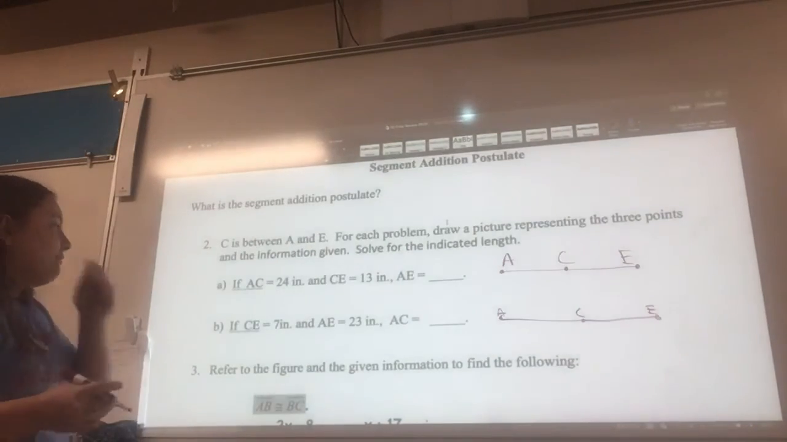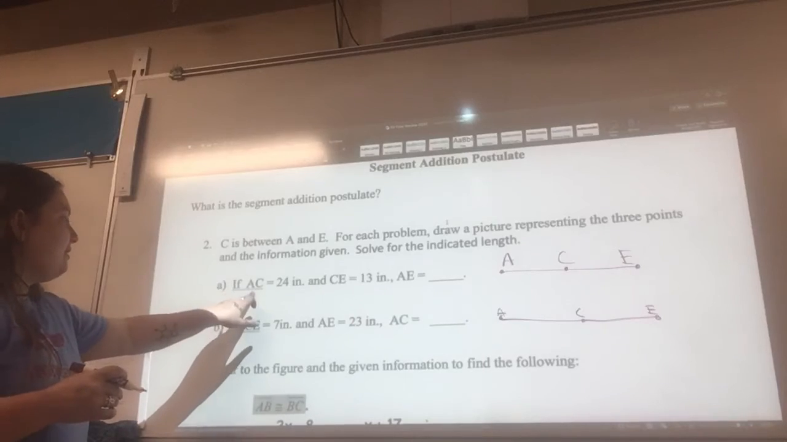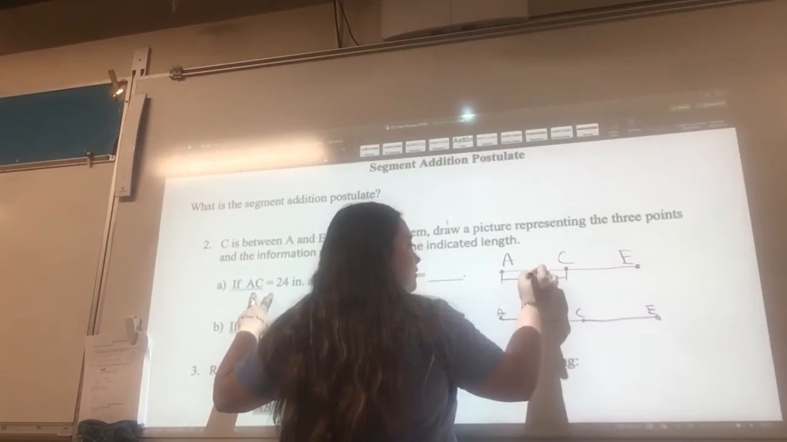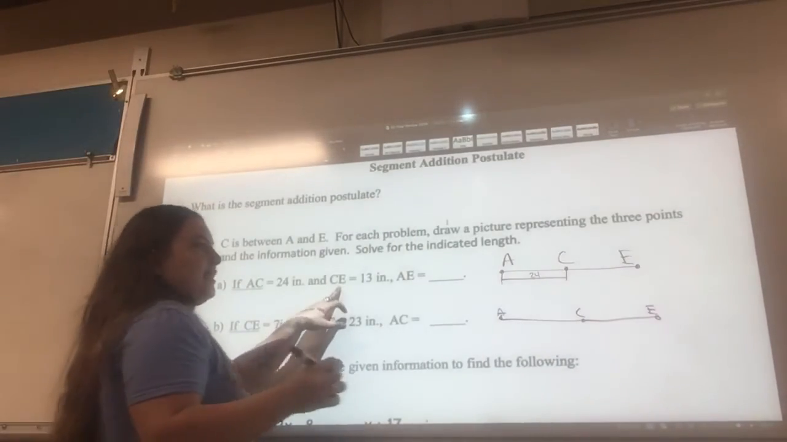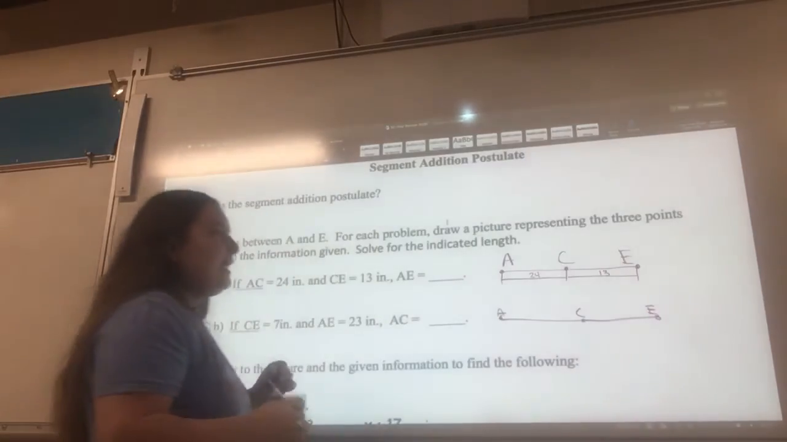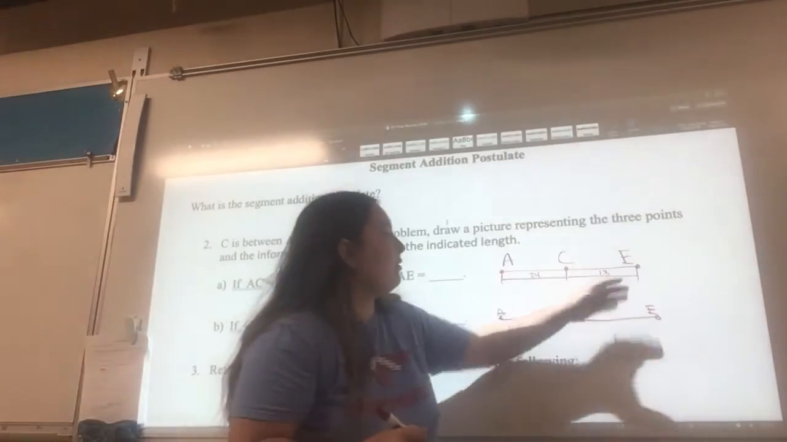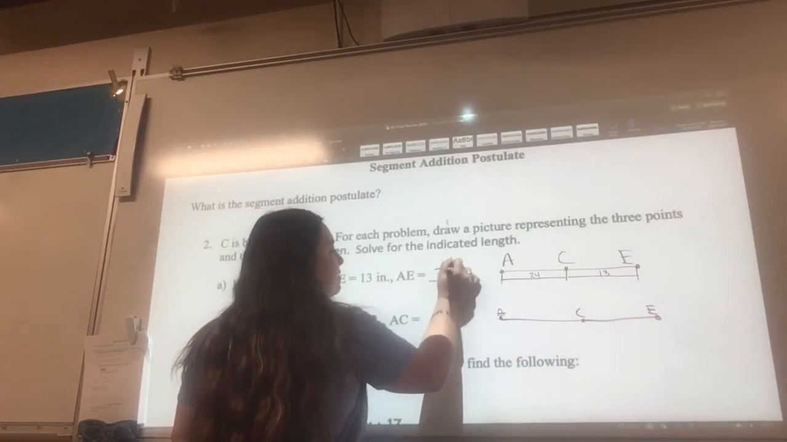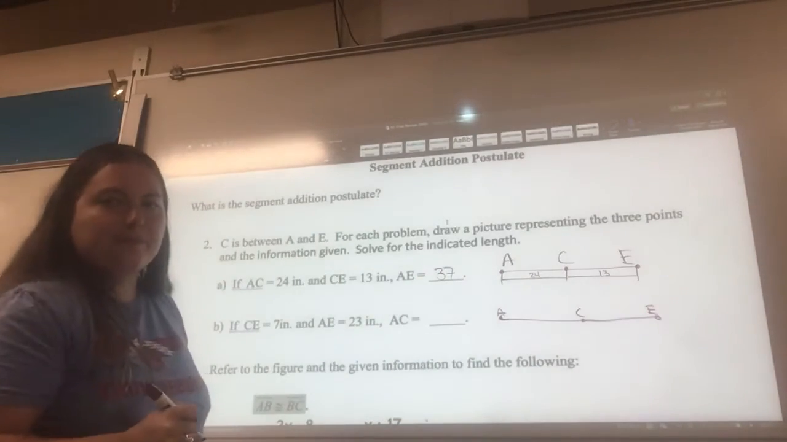Now, based off of this information, this says if AC is 24, so this is 24, and CE is 13, what is AE? Well, AE is the whole thing, so we're going to take 24 plus 13, and we're going to see that it is 37. Is that okay?